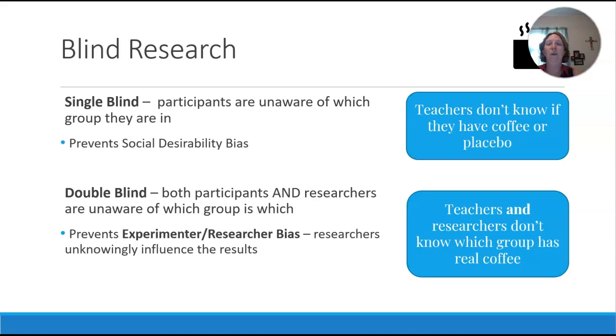So by making sure the participants don't know what group they're in, we prevent social desirability bias, where they're just telling answers that they think the researcher wants to know. And in double blind research, it makes sure that neither group knows, and so neither group can influence the other.